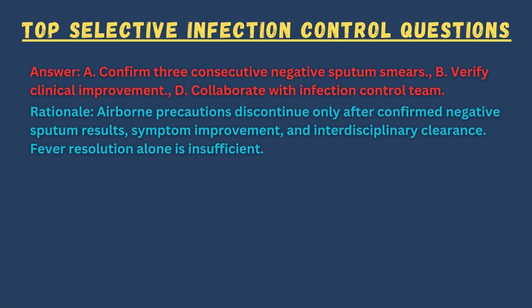Answer: A. Confirm 3 consecutive negative sputum smears. B. Verify clinical improvement. D. Collaborate with infection control team. Rationale: airborne precautions discontinue only after confirmed negative sputum results, symptom improvement, and interdisciplinary clearance. Fever resolution alone is insufficient.